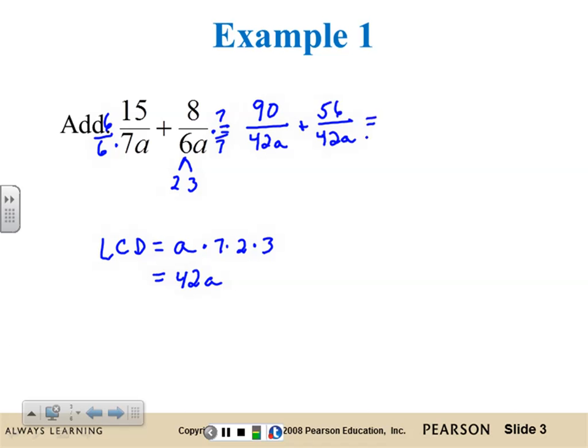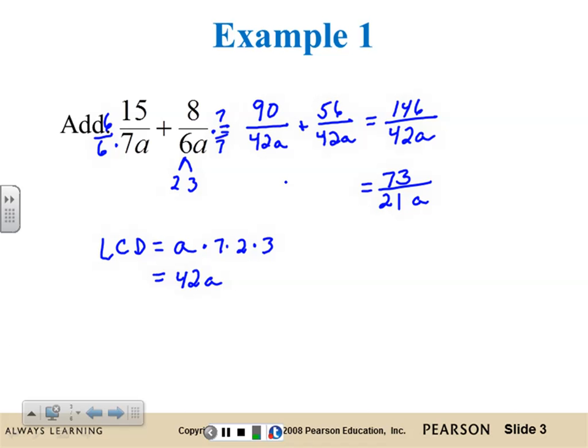Alright, so now that I have a common denominator, I'm going to combine the top. So 90 plus 56 is going to be 146, over that common denominator of 42a. And so what I need to do is reduce, because I know 146 and 42 will reduce. I know it'll reduce by 2, which is going to be 73 over 21a. And I don't know that that will reduce again. No. Alright, so that's going to be your answer.